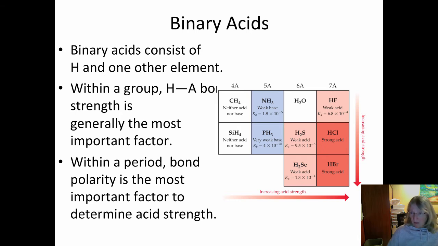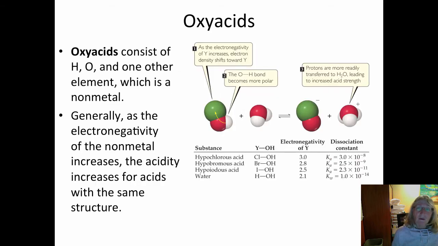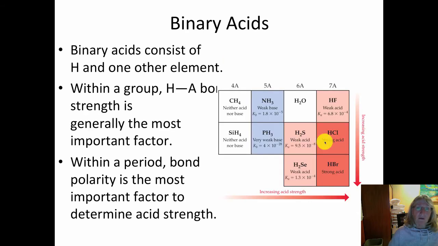When we look at the other trend though, going from top to bottom, now we have to look at another factor, and that has to do with the strength of the bond. It's a little covered up here and I can't really show it, but I can explain it, and I know you can see it on your paper. As we travel down a column, let's pick these guys here, you hopefully have memorized that HCl and HBr are the strong acids. Hydrofluoric acid in its column is the strongest in polarity, but it's still a weak acid even though it's very polar, and let's see why.